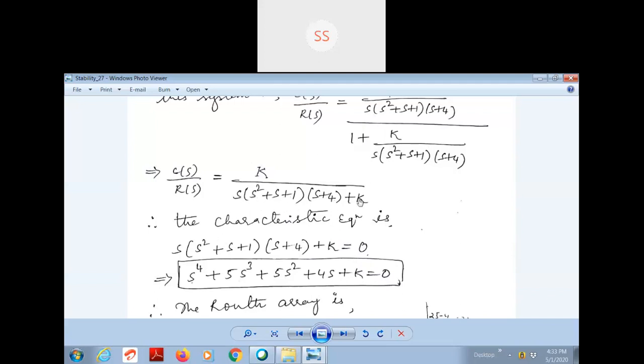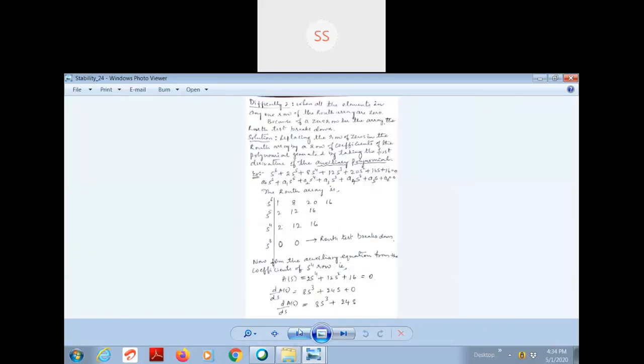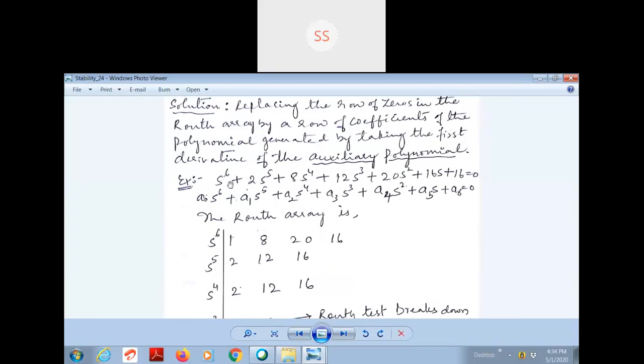So again multiply each individual term to see what the highest power is. Now the highest power is 4: s to the power of 4 plus 5s cube plus 5s square plus 4s plus k equal to 0. So this is what is required in order to write the root array. Now in the previous problems this was given. Okay, so we see here that this is a characteristic equation.